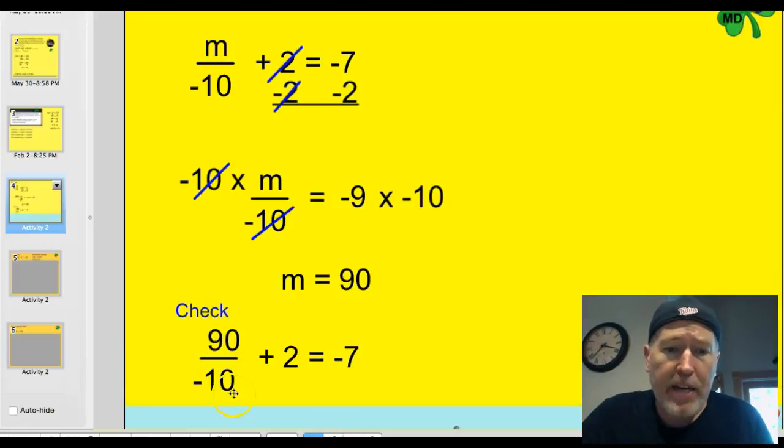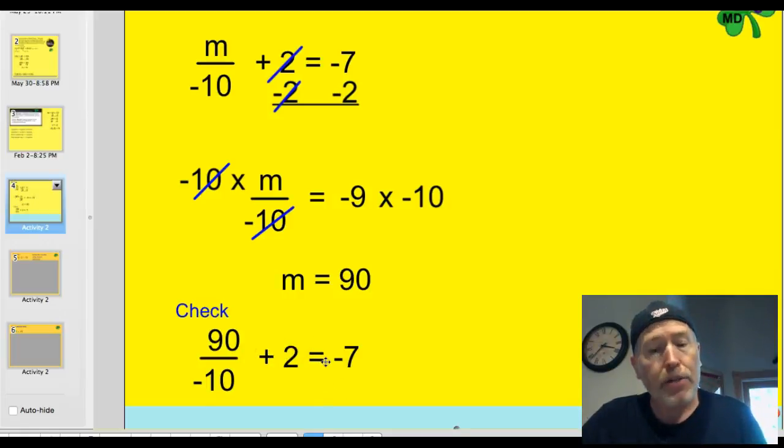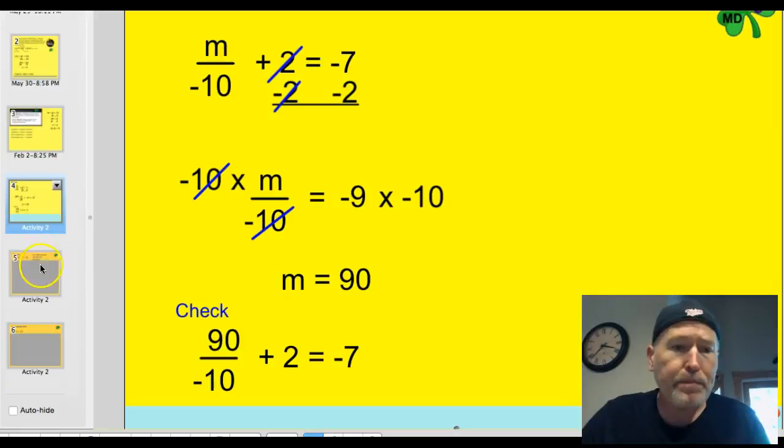Here we have 90 divided by 10, so that's 9, and it's a negative 9 because there's an odd number of symbols there, so I have negative 9. I add 2, yes, I do have a negative 7 left over.